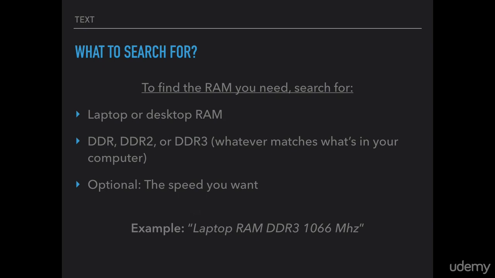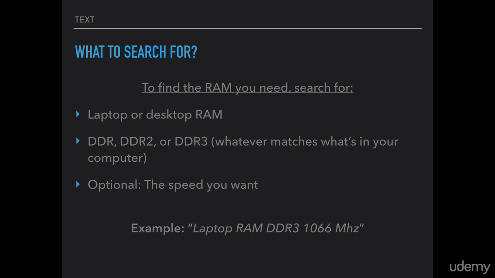In order to find the RAM you need, you should search for either laptop or desktop RAM, DDR, DDR2, or DDR3, matching whatever is in your computer, and as an option you can add the speed that you want. So in the example, I typed laptop RAM, DDR3, 1066 MHz. When you search for that, you'll see lots of results from a lot of different companies. There are actually quite a few companies that make RAM. Don't worry. It's okay to go with the highly rated ones, but you'll probably pay a little bit more. In my experience, I've always gone with the no-name brands. And even though they don't look as nice and they don't have that brand name, they work the same way.